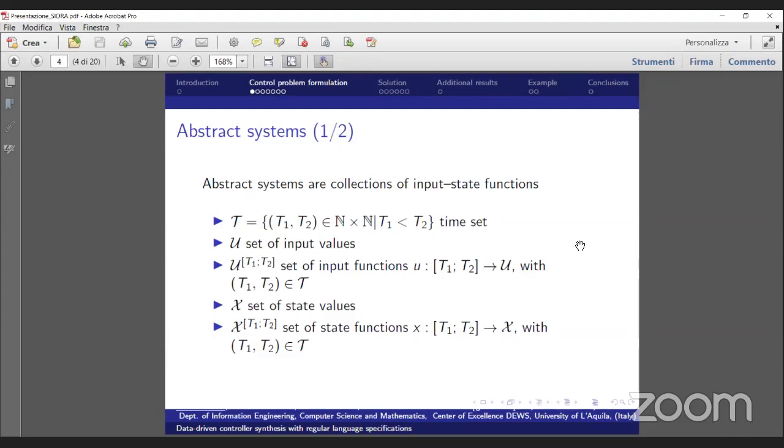So what is an abstract system? We start from general definitions in the same spirit of classical notions given by Zadeh, Ruberti, etc. We start with the time set, given by calligraphic T, described by the pairs T1, T2 integers, such that T1 is less than T2. Then I denote by calligraphic U the set of input values, and by calligraphic U raised T1, T2 the set of input functions. Calligraphic X is the set of state values, and calligraphic X raised T1, T2 is the set of state functions.